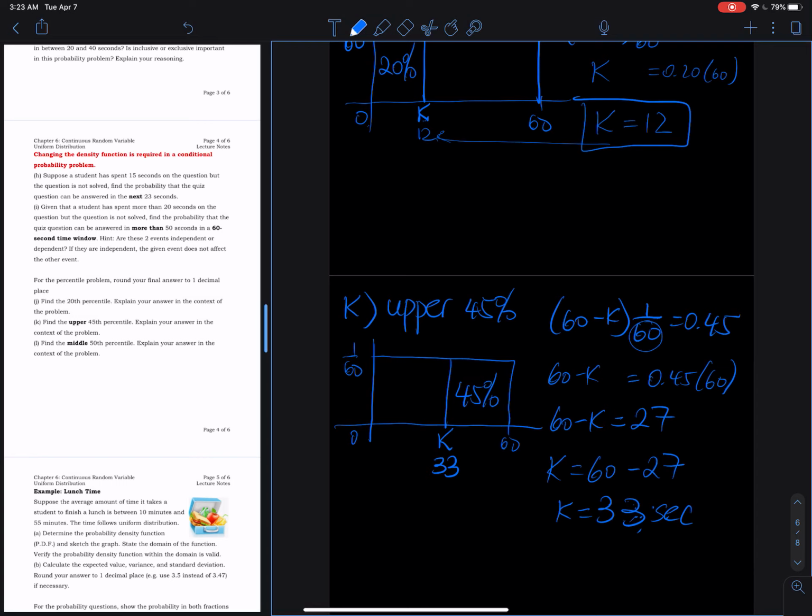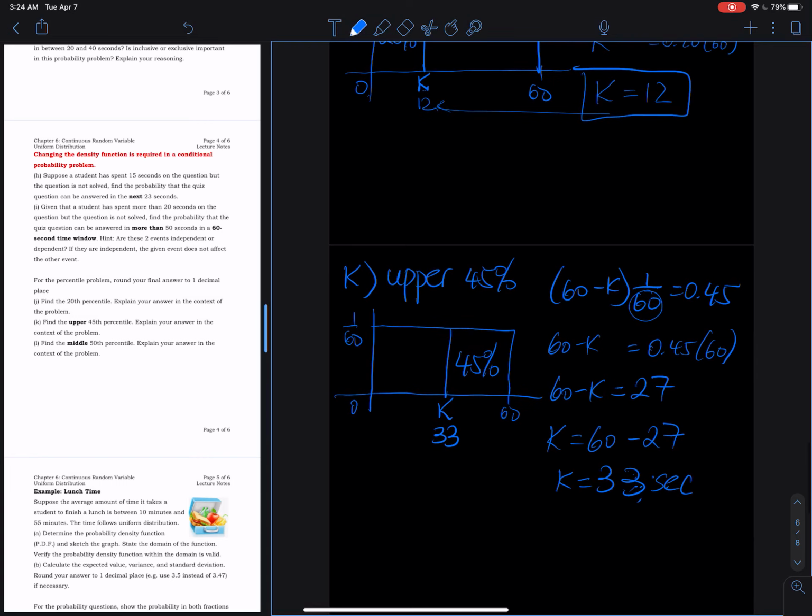There are two ways to explain this. The first way is the probability that a student can answer a quiz question in 33 to 60 seconds is 45%. Or you can calculate the time window. How much time do you have between 33 and 60? 60 minus 33 equals 27. Another way to explain this is the probability that a student can answer a quiz question in the last 27 seconds is 45%.